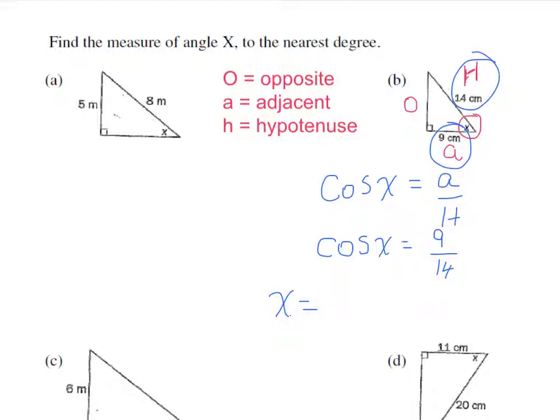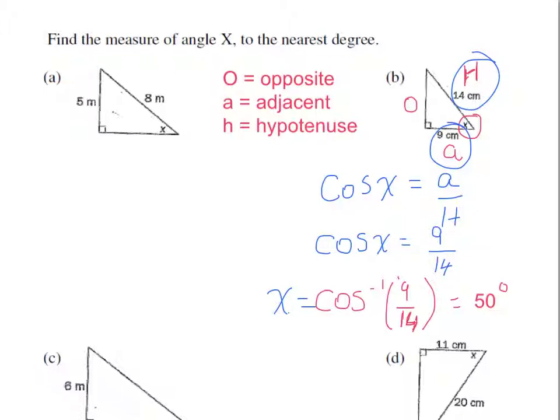So x equals inverse cos of 9 over 14, which is about 50 degrees. That's a really terrible 50. One sec. There we go, 50 degrees. And that'll end the SOHCAHTOA review.